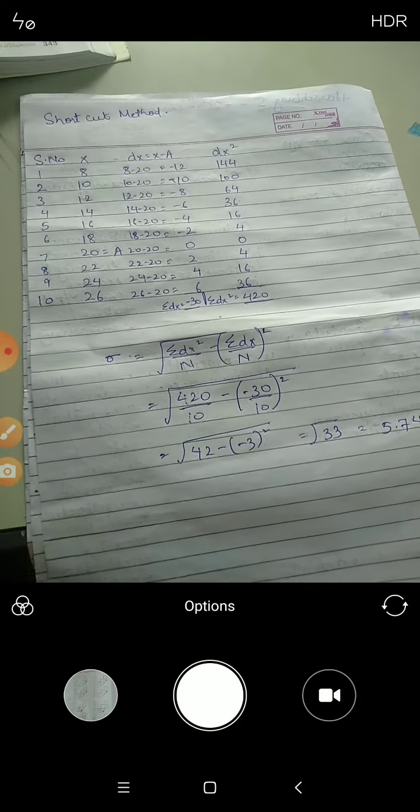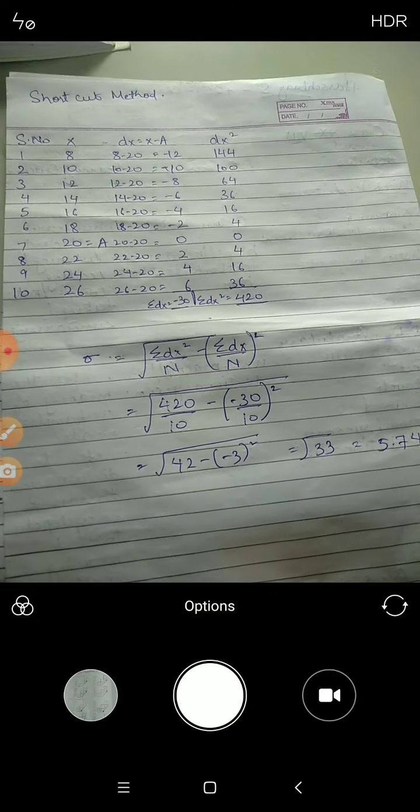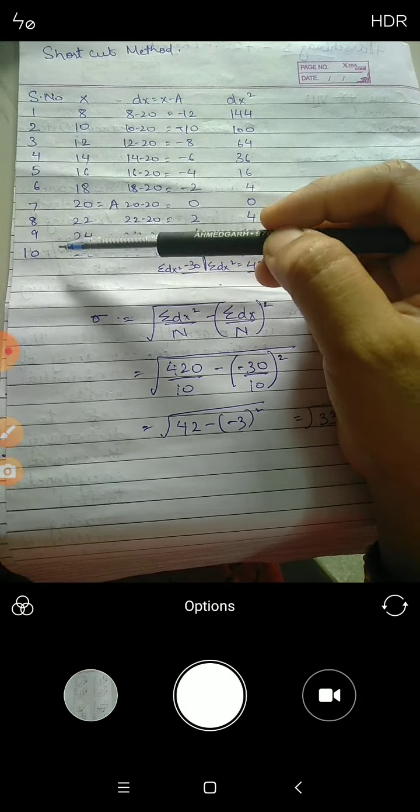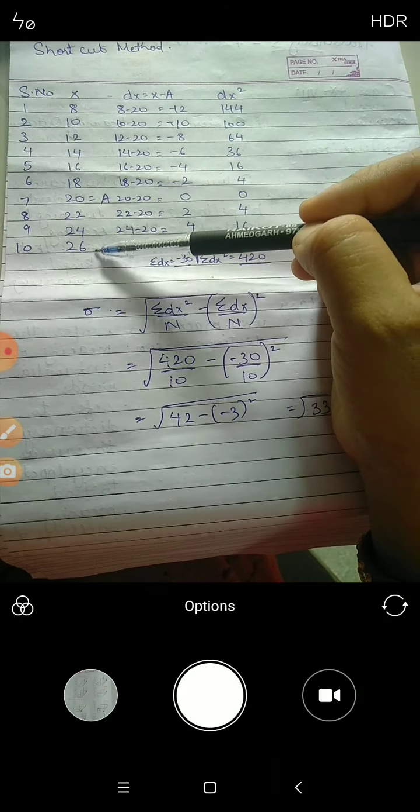After this, we will be using the shortcut method, the second method. What is there in the shortcut method? Serial numbers are given. Again, we are given the marks.